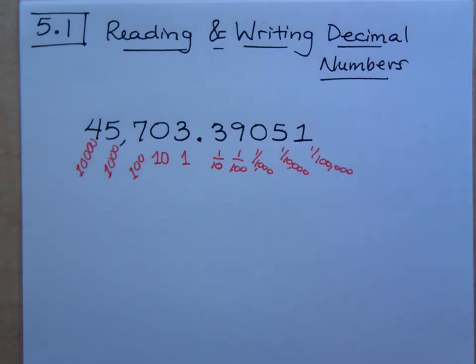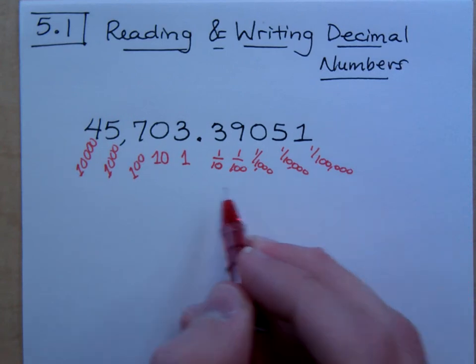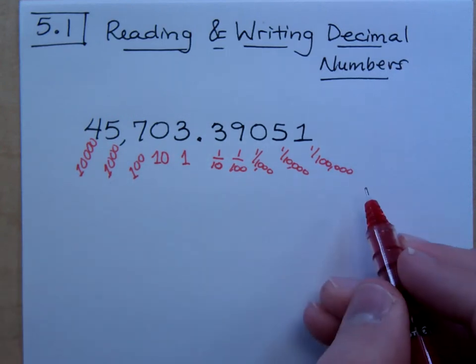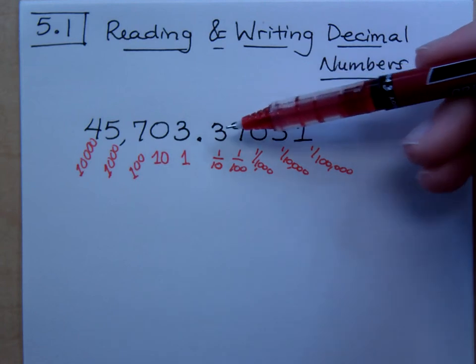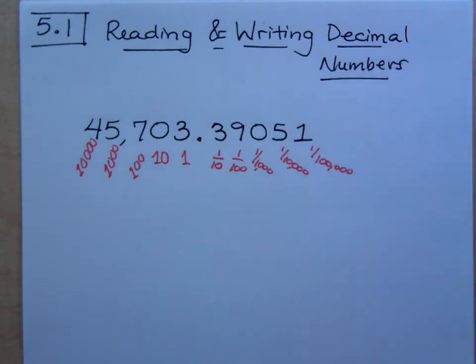Every time you move left or right across a number, each spot changes by a factor of 10. You're either multiplying or dividing by 10. You multiply by 10 as you go to the left. You divide by 10 as you go to the right. So when we have decimals, and we see decimals, right? If you see money, if you ever buy anything, yes, you see decimals.